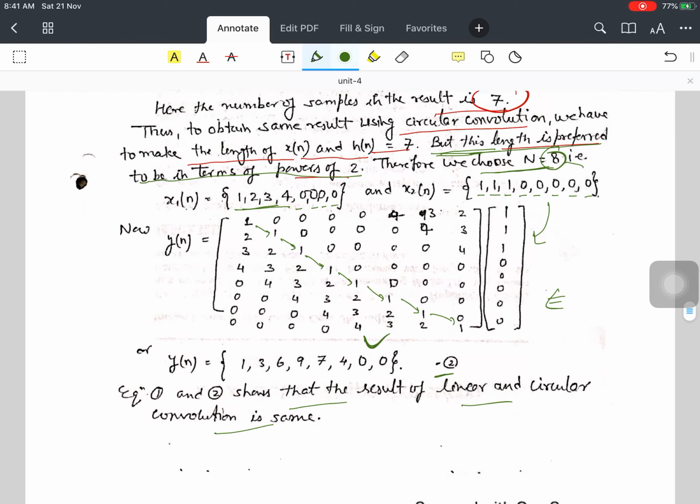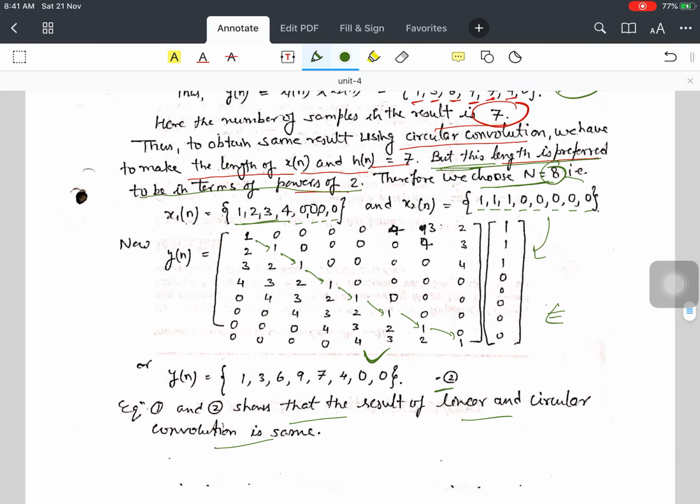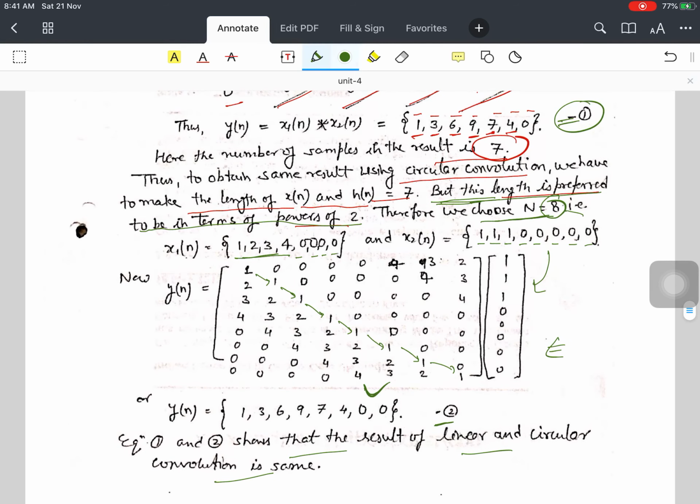So this is another example. This is all about linear convolution and using circular convolution. I think the method is very simple, but you have to remember, if you want to achieve both answers the same, you should pad with zeros. The length you have to make the same, with the help of this formula N equal to L plus M minus 1.